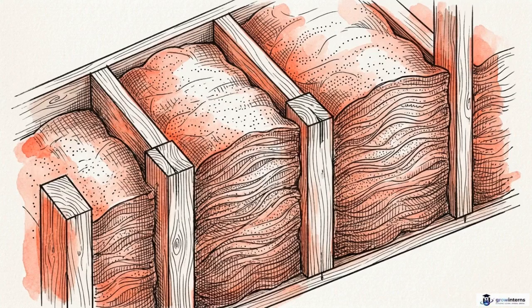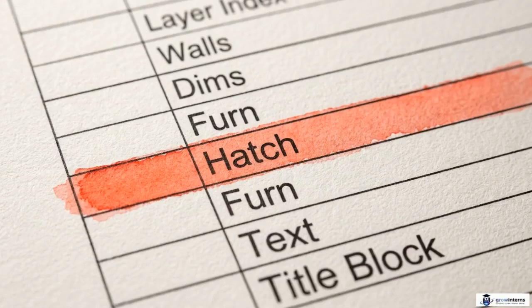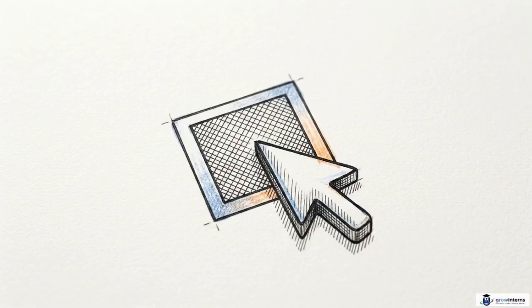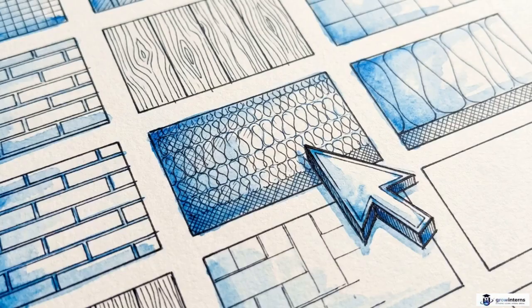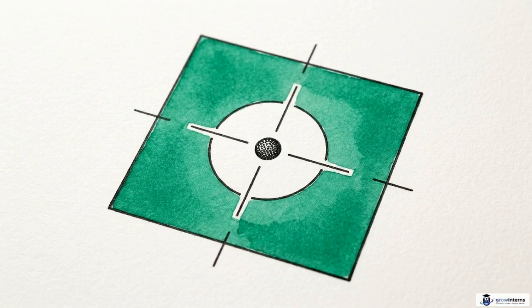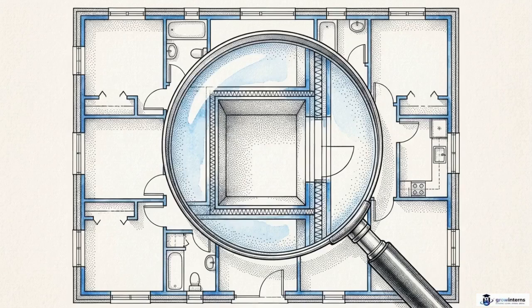Step 3 is detailing. We need to represent physical building materials inside these empty wall cavities. Switch to your Hatch layer. Activate the Hatch command and select an insulation visual pattern. We're going to use the Pick Point method. Treat your cursor like a magnifying glass, targeting the void between the inner and outer walls.